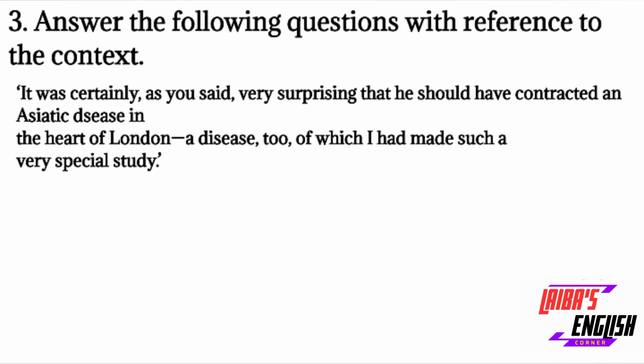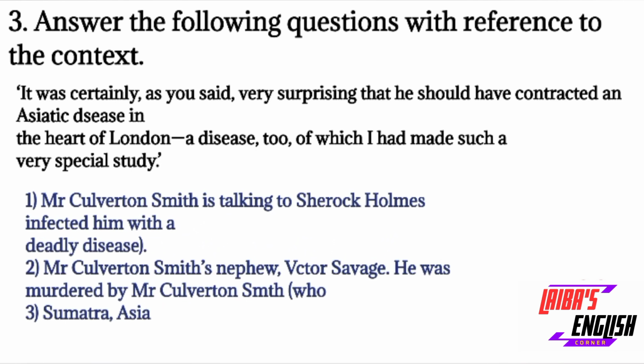I will answer immediately. So, question number 3 is: answer the following questions with reference to the context. So now you have to answer along with the reference to the context. These lines are taken from the story. First question is who is speaking to whom? Here, Mr. Cleverton Smith is talking to Sherlock Holmes. Number 2, who is being referred to and what happened to him? Mr. Cleverton Smith's nephew Victor Savage, he was murdered by Cleverton Smith. Number 3, where was this disease from? This disease is from Sumatra, Asia.